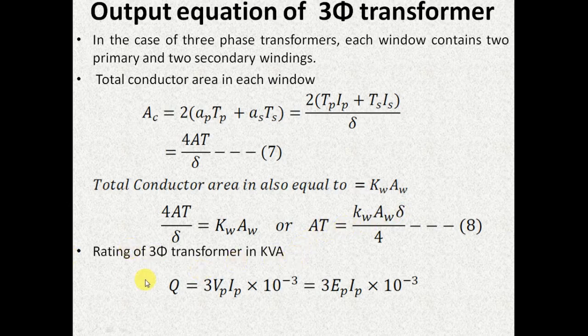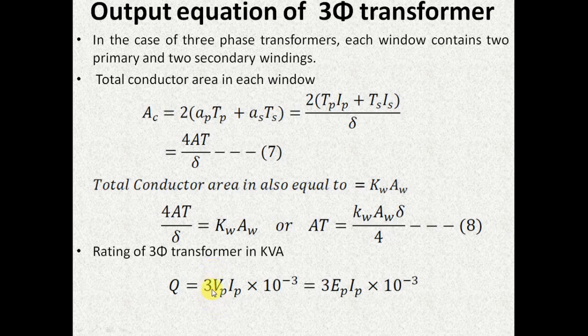Next, while obtaining the output relation of the three-phase transformer, compared with the single-phase transformer, here a 3 is coming because in the case of a three-phase system, the output power relation is 3 into V phase into I phase, or else root 3 into line voltage into line current. But for single phase it was just V phase into I phase, only Vp into Ip existed there.